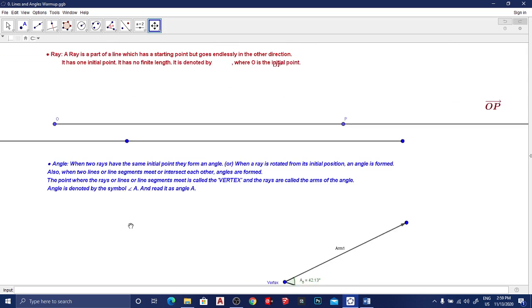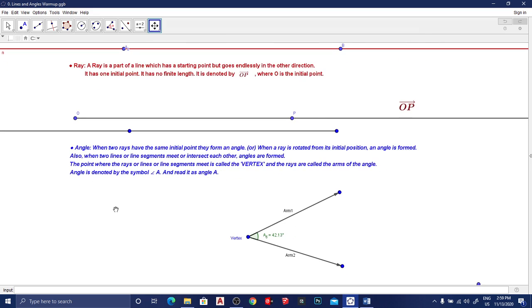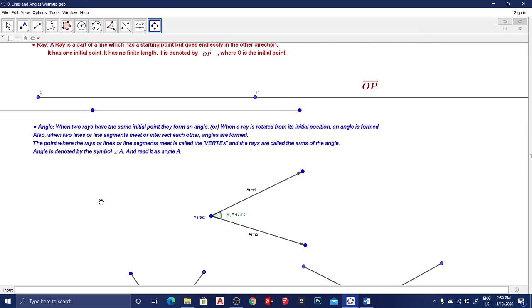The next definition is angle. Once you know the meaning of ray, you can understand what an angle is here. Here we will use rays to define the angle. When two rays have the same initial point, then they will form an angle. There are three possibilities to form an angle. This is the first possibility. What is the first one? When two rays have the same initial point, they will form an angle.